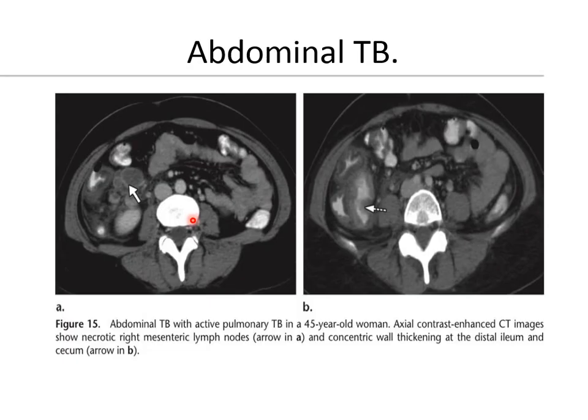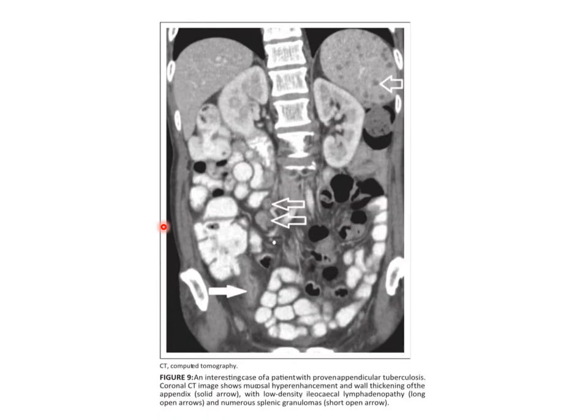About abdominal TB, the spread is mostly hematogenous, and the most commonly involved area is the terminal ileum. There is hyperattenuating wall thickening of the terminal ileum, ileocecal region or cecum with necrotic lymph nodes. This is high probability of abdominal TB. This is also a necrotic lymph node, as we see, mesenteric necrotic lymph nodes, and the appendix.